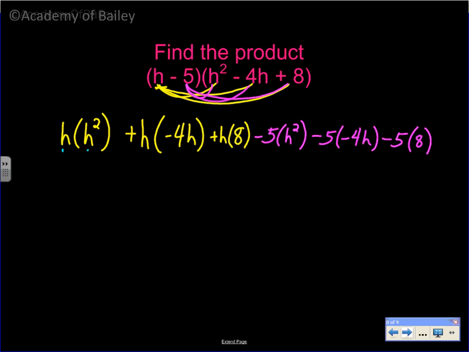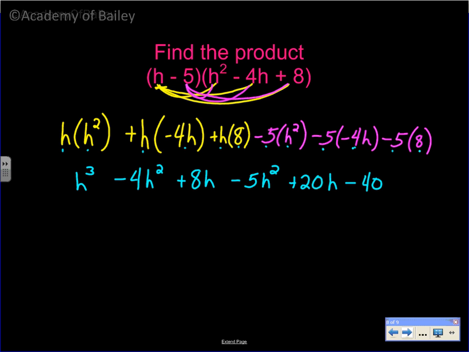H times h squared. We know they have the same base, so we add the exponents. H times negative 4h is going to be negative 4h squared, and h times 8, positive 8h. Negative 5 times h squared is negative 5h squared. And negative 5 times negative 4h. Well, negative 5 times negative 4 is a positive 20. And then we have the h. And negative 5 times positive 8 is negative 40.